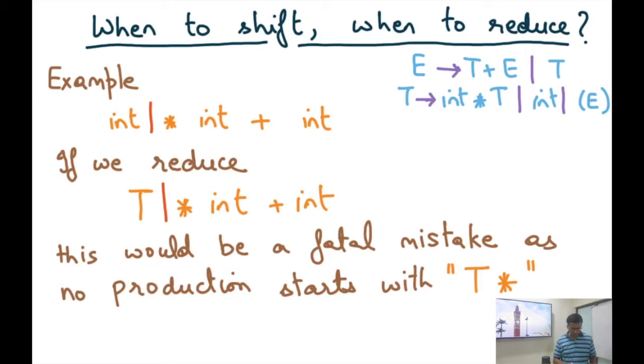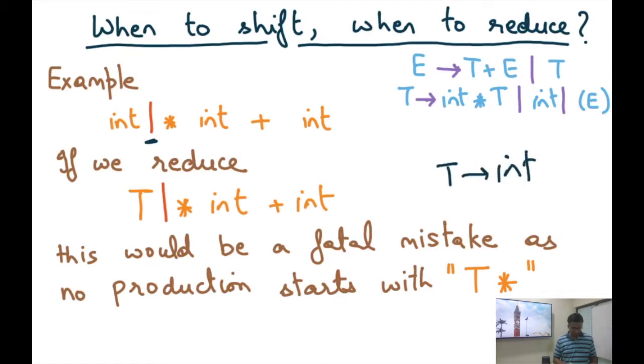Now at this point there was a choice. At this location here, I could either reduce or shift. And if you recall, in the successful derivation, in the successful reduction, we actually shifted. Let's look at what happened. What would happen if we reduced? We could have reduced int to a T using the production T produces int.